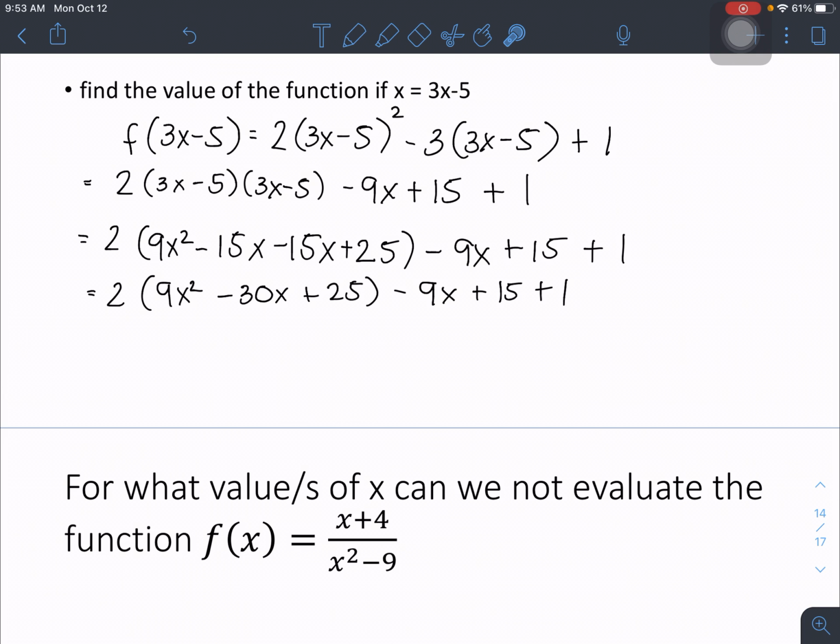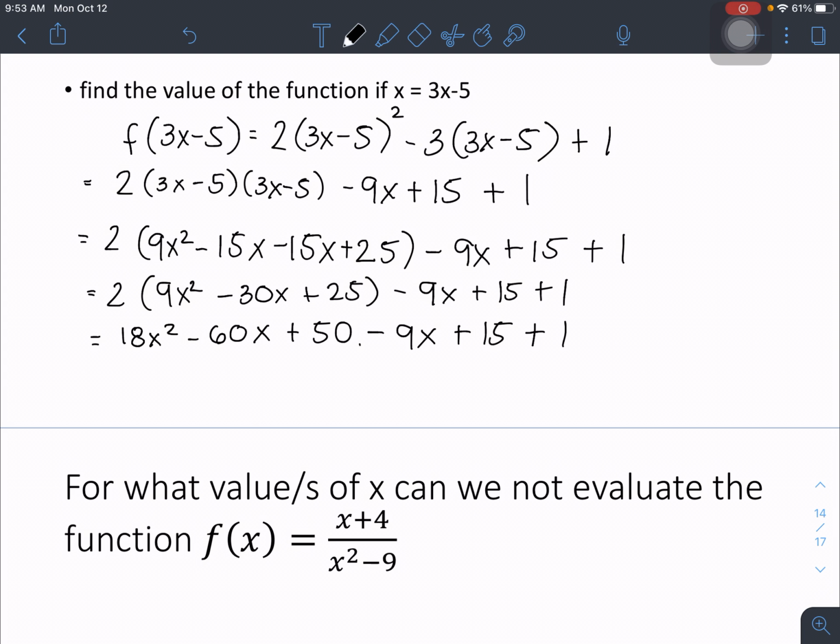Okay, so next distribute this 2. Because of PEMDAS, we need to perform multiplication first on this area before we proceed to the addition and subtraction. So 2 times 9x squared, 2 times negative 30x, 2 times 25. First, 2 times 9x squared will be 18x squared. 2 times negative 30x will be negative 60x. 2 times 25 will be 50. Minus 9x plus 15 plus 1.